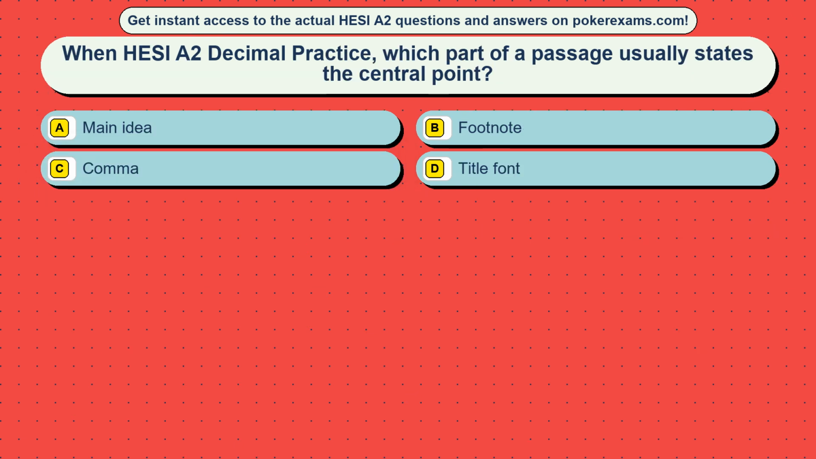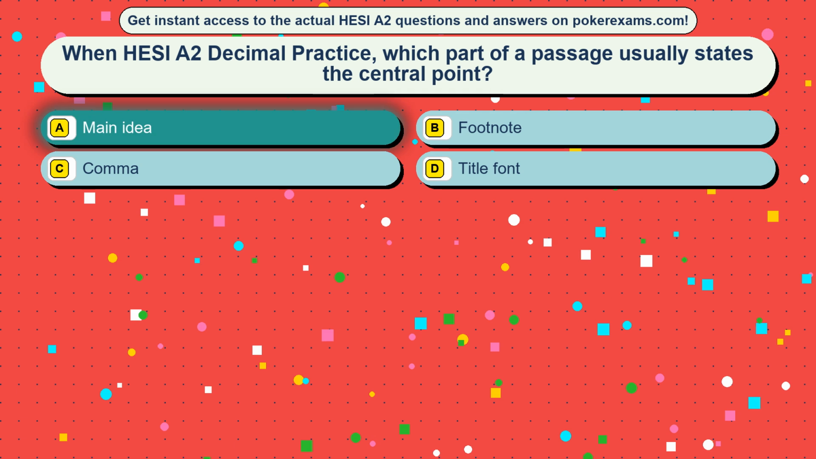Question 9. When HESI A2 Decimal Practice, which part of a passage usually states the central point? Option A, main idea. Option B, footnote. Option C, comma. Option D, title font. The correct answer is option A, main idea.